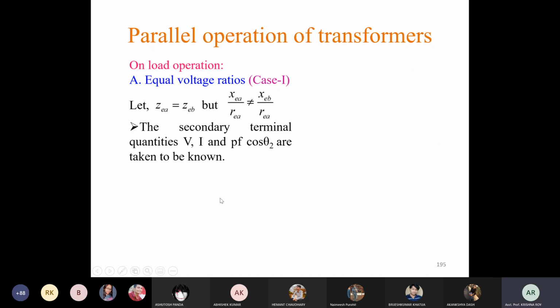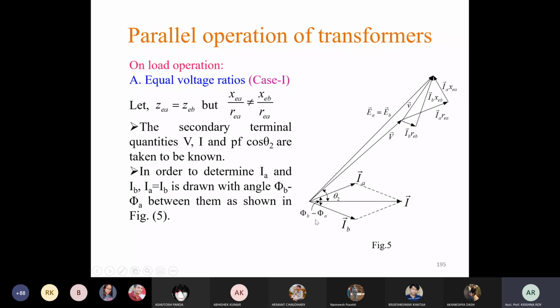So the secondary terminal quantities, that is V2 and power factor cos theta 2, are taken to be known. So this is the phasor diagram which we have drawn in our previous slide.